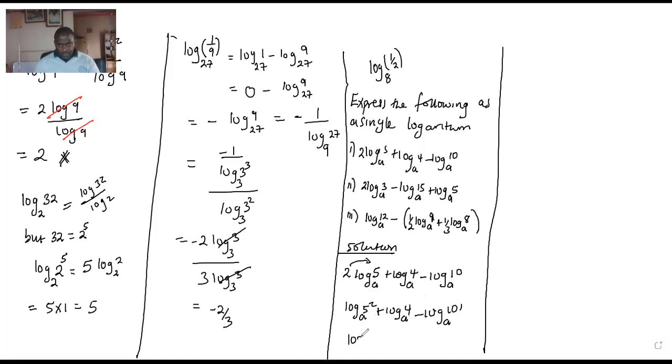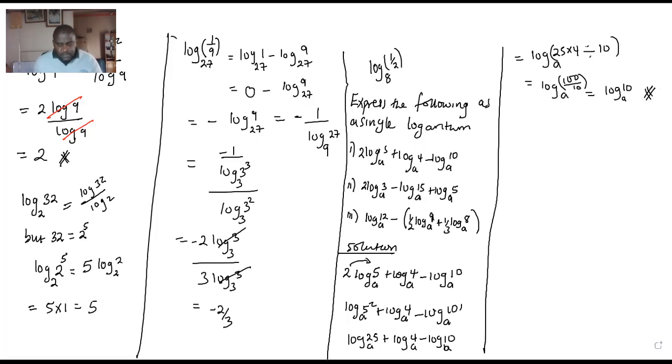So with this, you'll have log to base A of 25 plus log to base A of 4 minus log to base A of 10. And this will realize log to base A of 25 times 4 divided by 10, because 10 is subtraction. You realize that you shall have log to base A of 100 over 10, and our answer will be log to base A of 10. That is the single logarithm; we have expressed that statement in a single logarithm.